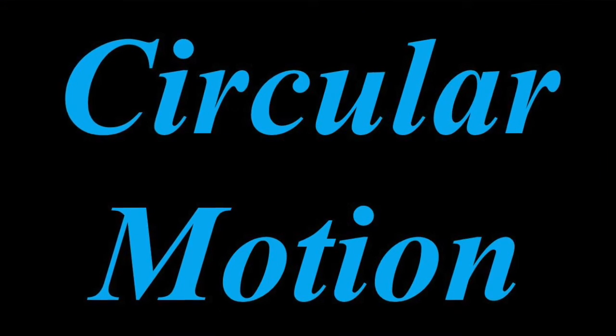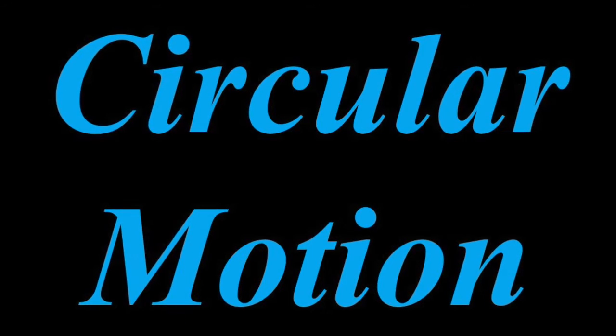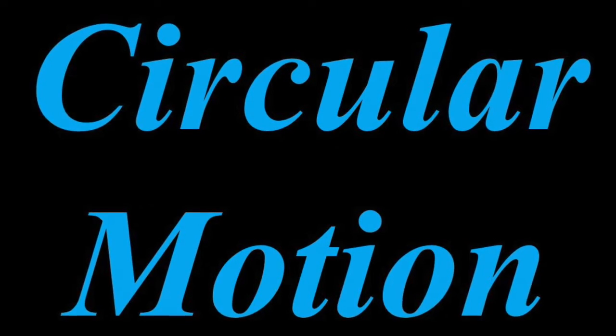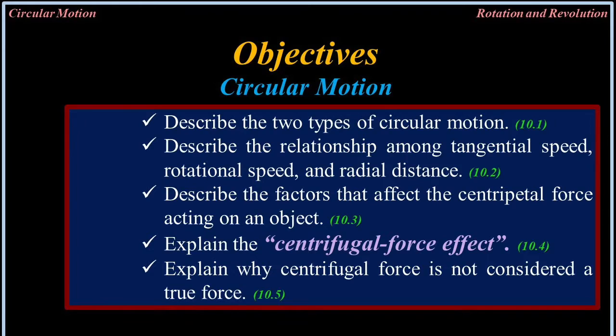Up until this point, all of our motion has been linear, straight line. Now we're going to start to examine circular motion. Objective: circular motion. Describe the two types of circular motion.